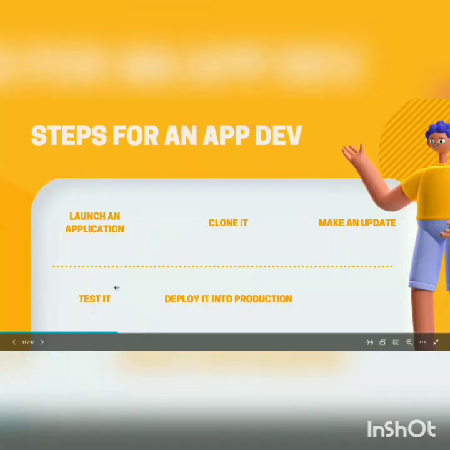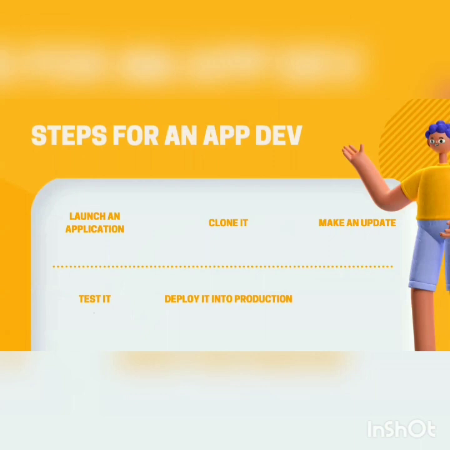So to summarize, the steps for an app developer are: launch an application, clone it, make an update, test it, and deploy it into production.